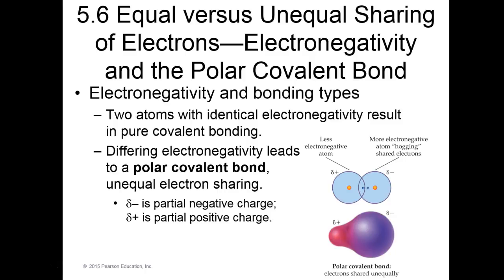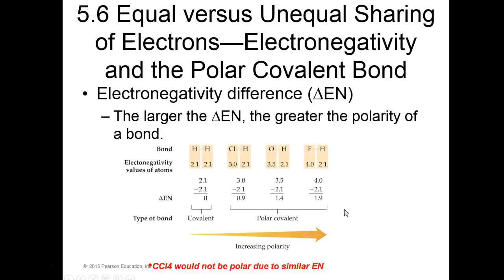The δ- is a partially negative charge, and the δ+ is a partially positive charge, as shown here. Okay, you can see this is a nice picture down in the bottom because the negative and the positive are shown unequally. So in the electronegativity difference, the larger the difference, the greater the polarity of a bond. We increase in polarity as we move this direction. CCl4 would not be polar due to having a similar electronegativity when we look at the periodic table.